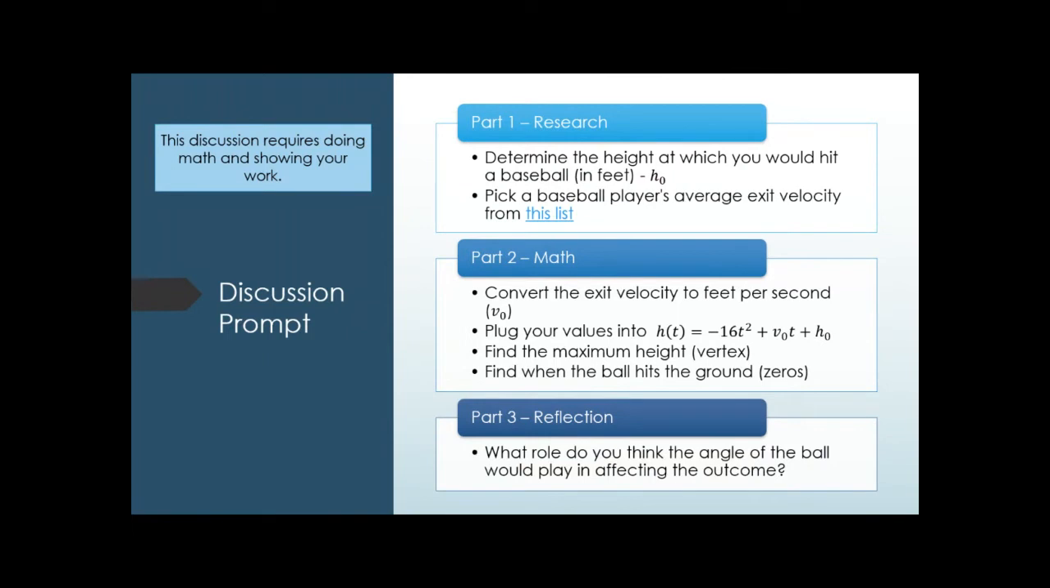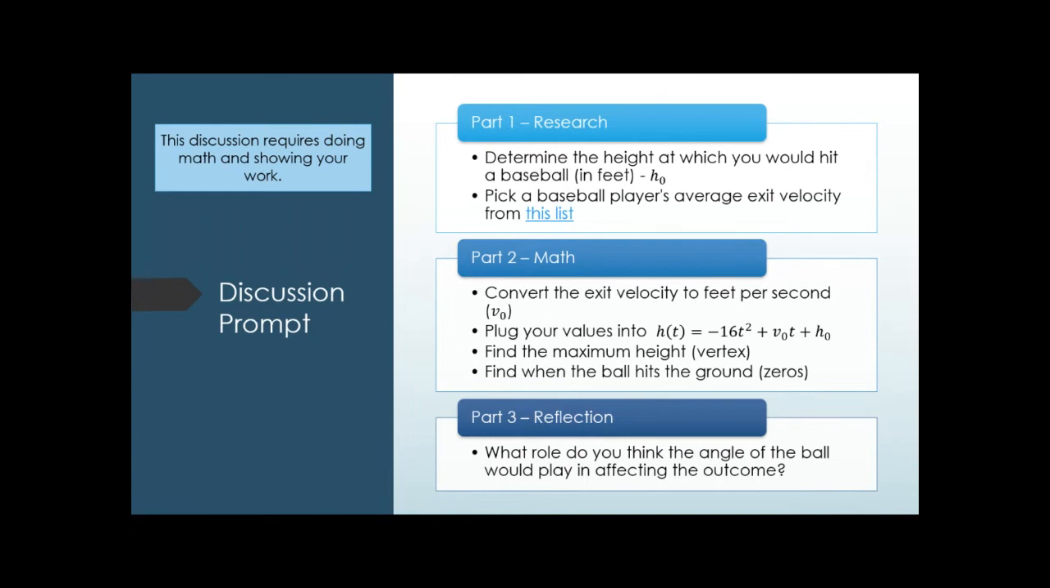Then you need to find the maximum height, which is the vertex. That is a term you learned about in 3.1, and there's a formula for finding the vertex. And then you're going to find when the ball hits the ground, which are the zeros. That's when the equation is equal to 0. And to solve a quadratic equation equal to 0, especially when you have decimals, you're going to have to use the quadratic formula. So you're going to have some math to work out.